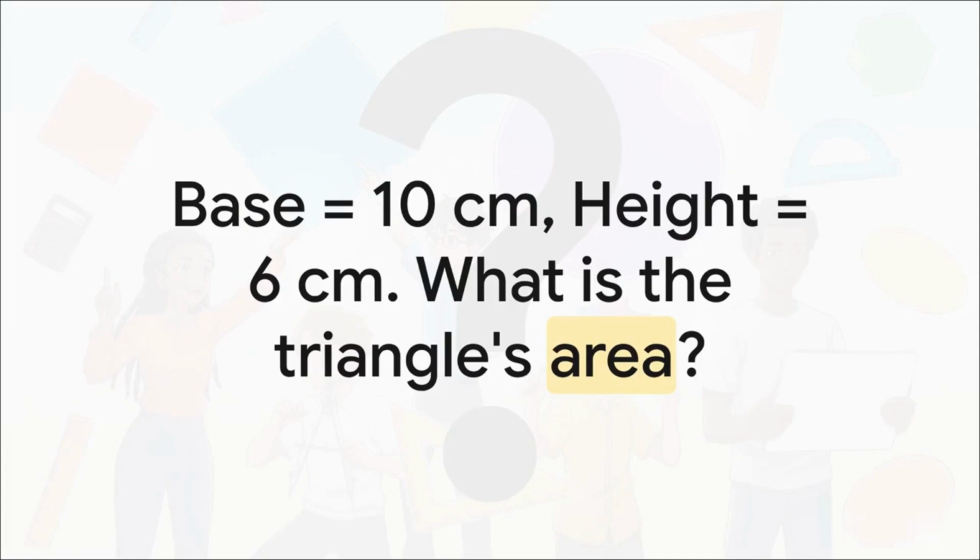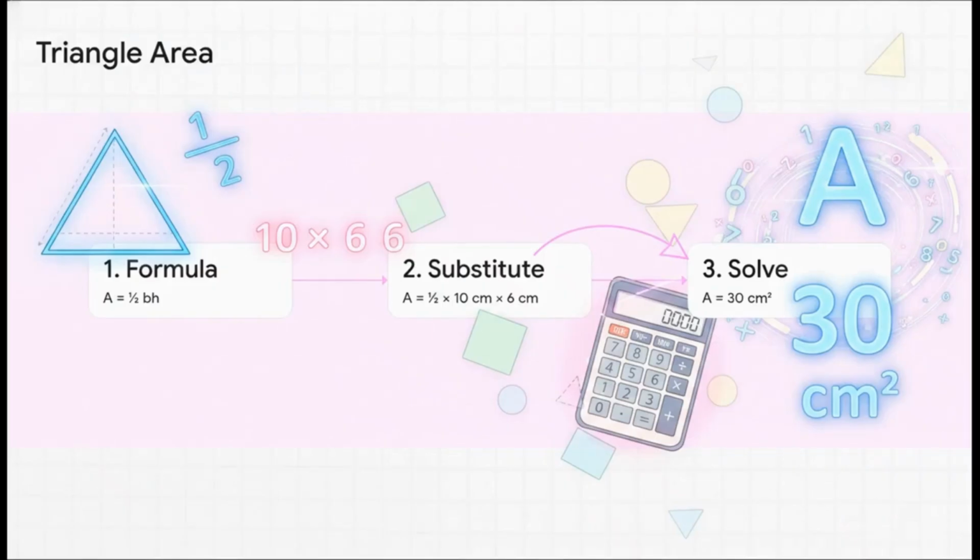So let's try it. You've got a triangle with a base of 10 centimeters and a height of 6 centimeters. What's its area going to be? Well, first we do what we know, multiply the base and height. So 10 times 6 gets us 60. But since it's a triangle, we just have to take half of that. So the final area is 30 square centimeters.